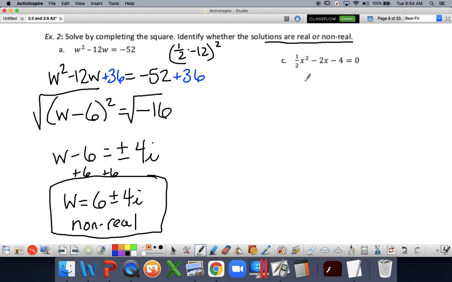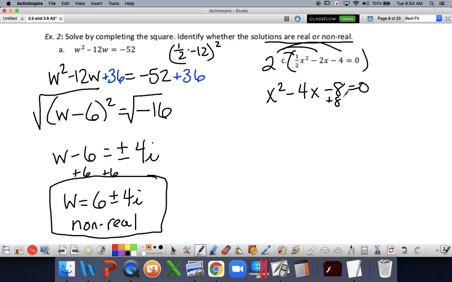All right, let's look at our next equation. I don't have a 1x squared. So what could I, instead of divide by, what could I multiply by to get rid of that 1/2 in front of the x squared? Well, I could multiply by 2. Now, if I multiply my first term by 2, I have to multiply every term. So I get x squared minus 4x minus 8.